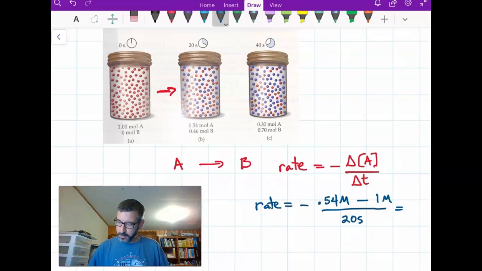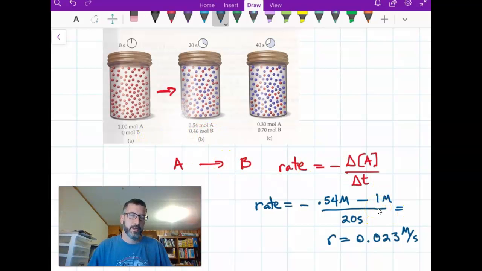Okay, so you should have gotten rate equals 0.023, and that would be molar per second as our unit. Okay. Now we could have just as easily done this same thing in terms of B. So going from 0 up to 0.46, but we wouldn't use the negative sign because it's a product. It's going up already. So it would just be 0.46 minus 0, so 0.46 over 20 seconds.